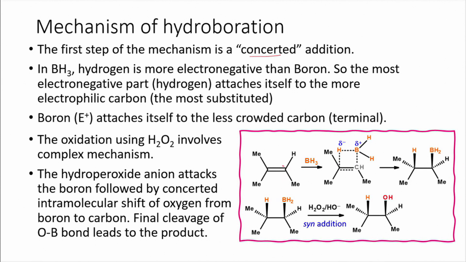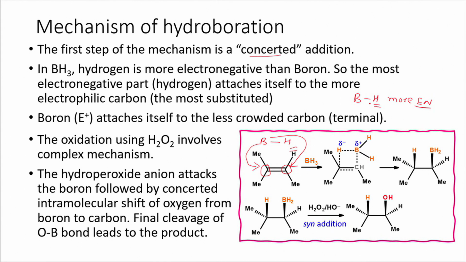So, here is an example. There are two carbons. This is a more substituted carbon, and this is a less substituted carbon, because here we have a hydrogen atom. So, how can the boron add? The boron can add to the more substituted carbon, that is one way of addition. Boron can add to the less substituted carbon, that is another way. So, there are two types of addition possible. Between boron and hydrogen, hydrogen is more electronegative. So, we need to find out which carbon the hydrogen will add to.